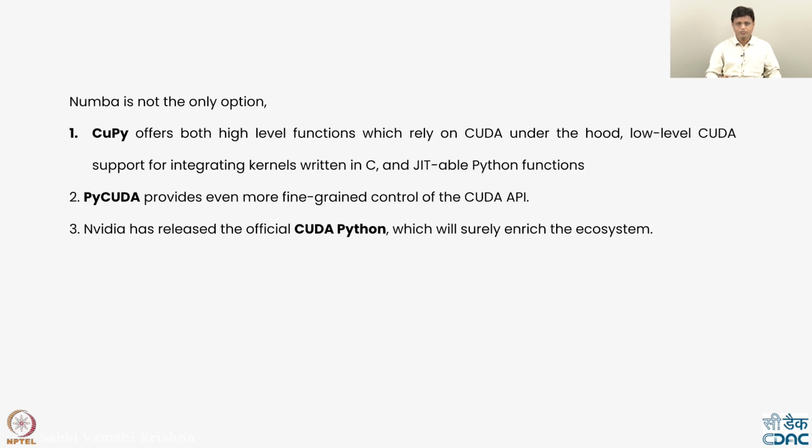But Numba is not the only option available to program the underlying GPU. The community has developed different libraries to program GPUs, like CuPy, which offers high level functionality that relies on CUDA under the hood, and low level CUDA support for integrating kernels written in C and JIT enabled Python functions as well.